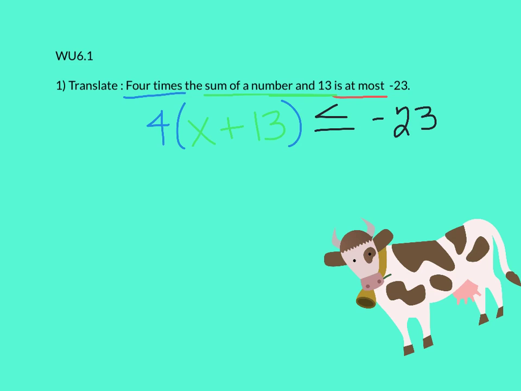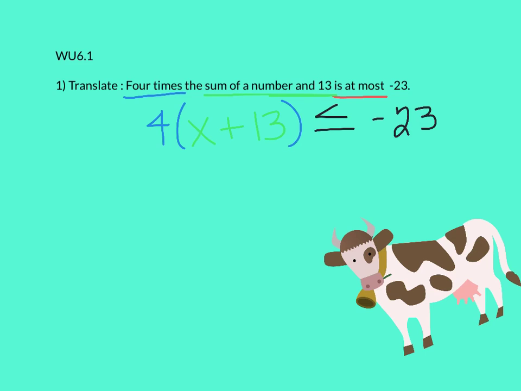Warm-up 6-1. The first question is translate: 4 times the sum of a number and 13 is at most negative 23. So for this one, we want to break this apart into its pieces. We want to first notice that it says "is at most." So this is going to tell us that this is an inequality operator.